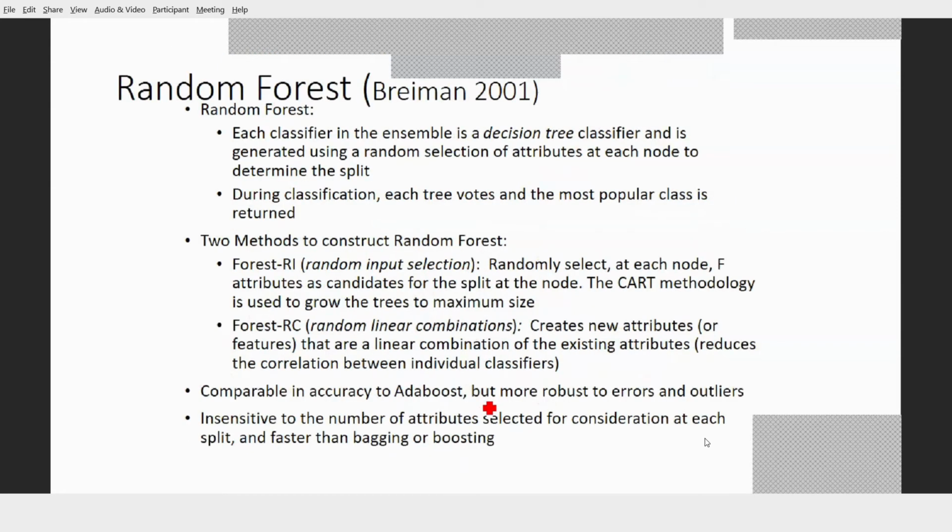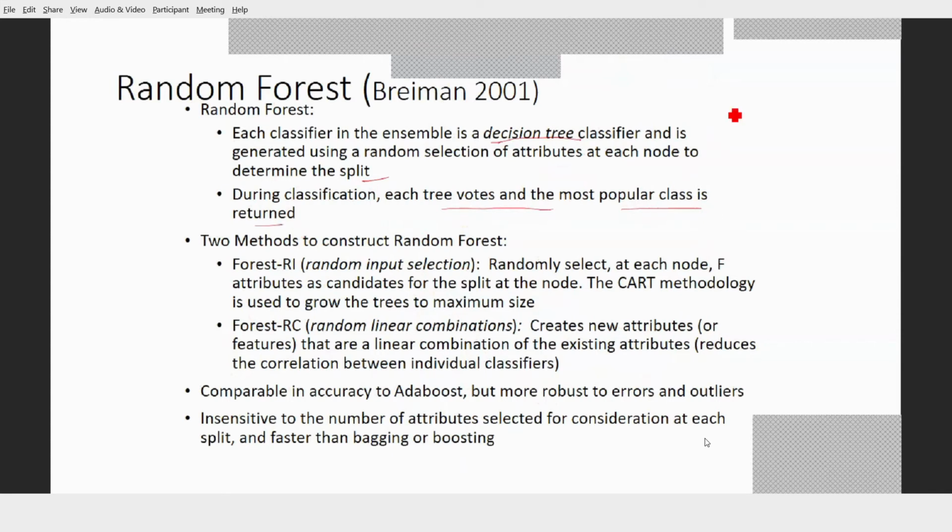Okay, now this is random forest. A random forest is a very common tree technique, and we are going to study it in detail after we are done with trees, or decision trees. Each classifier in an ensemble is a decision tree classifier and is generated using a random selection of attributes at each node to determine the split. During classification, each tree votes and the most popular class is returned.